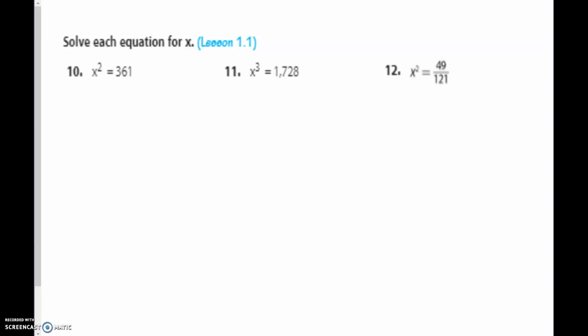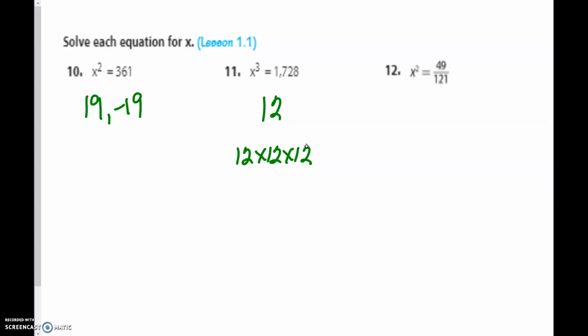All right, number 10, solve each equation for x. For number 10, remember, what number can we put in there to get 361? This is going to be a 19 and a negative 19. Wow, these are kind of big here. So this one actually comes out to be 12. 12 times 12 times 12 gives you 1,728.